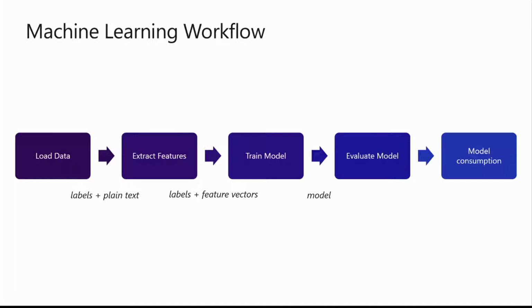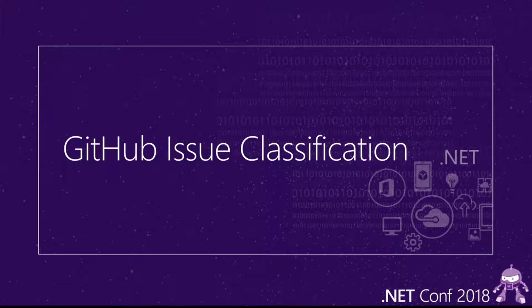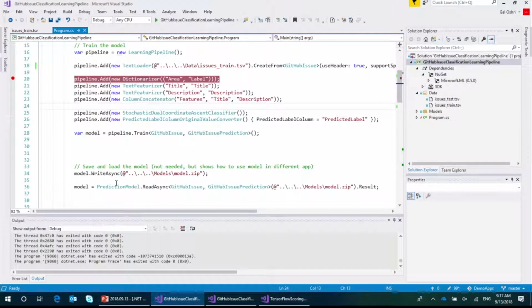We then train our model using this data, and the output of this, the model itself, needs to be evaluated. We need to understand, is this model actually good? Will it perform well on new issues that come in? If we're happy with the results of this model, we can then deploy it into our app and start consuming it, using it to make predictions as new issues are coming in. So let's take a quick look at the code, and let's switch over to my laptop.